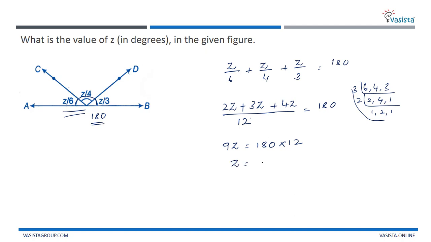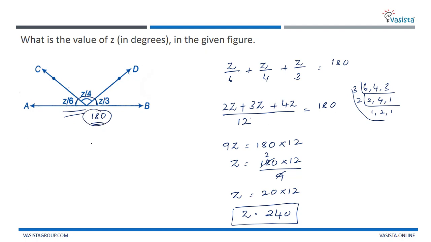So z is equal to 180 into 12, divided by 9. Simplified, z is equal to 9 1s are 9, 9 2s are 18, 20 into 12, which is nothing but 240. So the value of z is 240. Now if you substitute here, you are going to get 180 degrees, right? This is the answer. z is equal to 240.